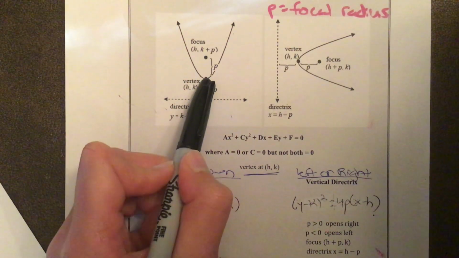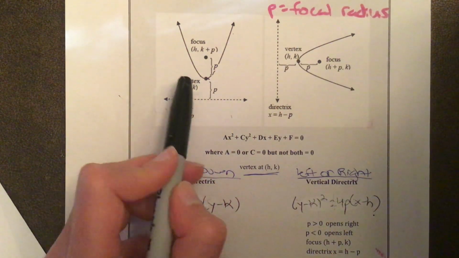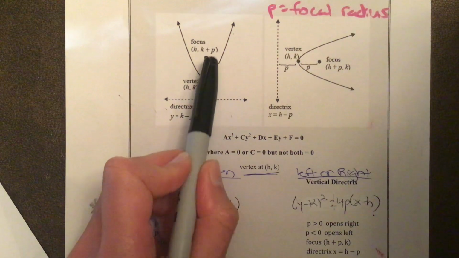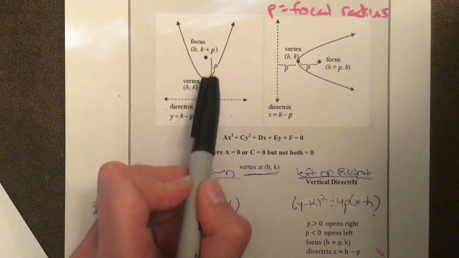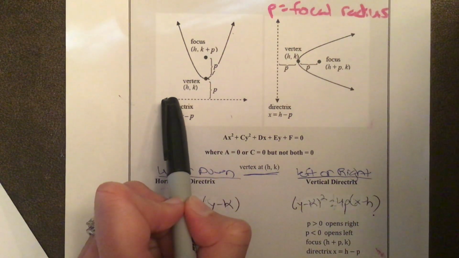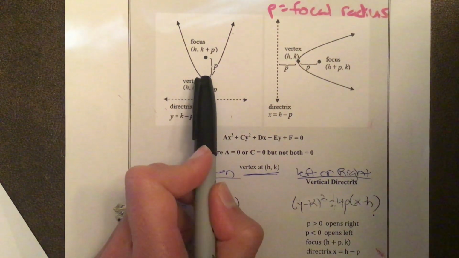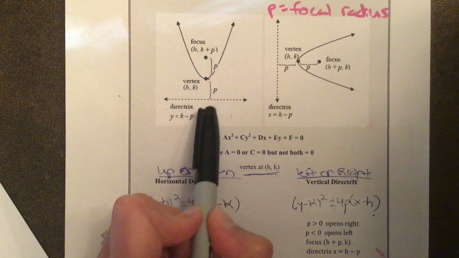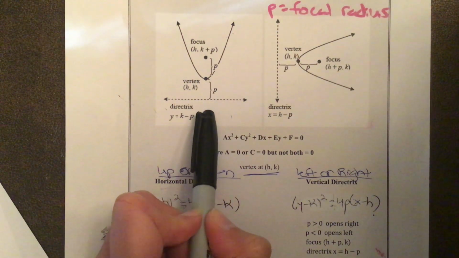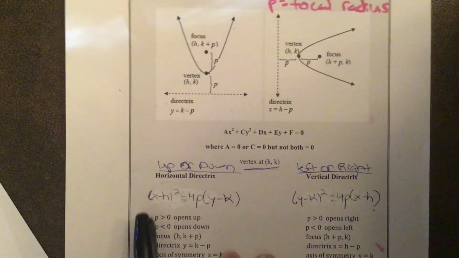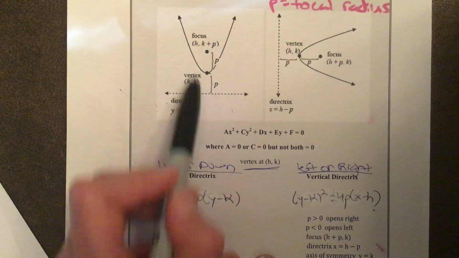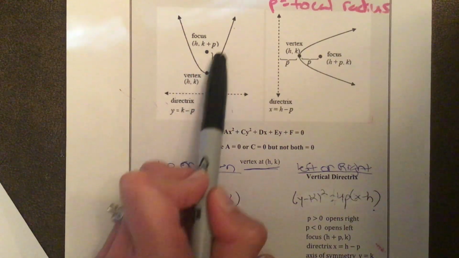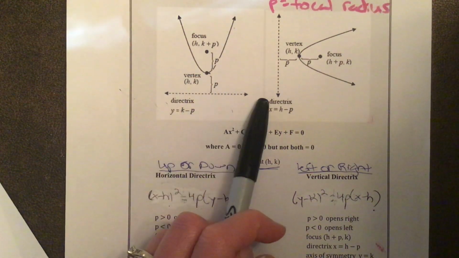So I would start at my vertex, and then if my p is positive, that means I would move up to get to the focus. If I move up to get to the focus, I'd move down to get to the directrix. Okay. If my p was negative, I'd start at my vertex and I'd move down to get to the focus and up to get to the directrix. So if the p is positive, it opens up. If the p is negative, it opens down. An important thing to remember is that your focus is always inside your parabola. The directrix is always outside.